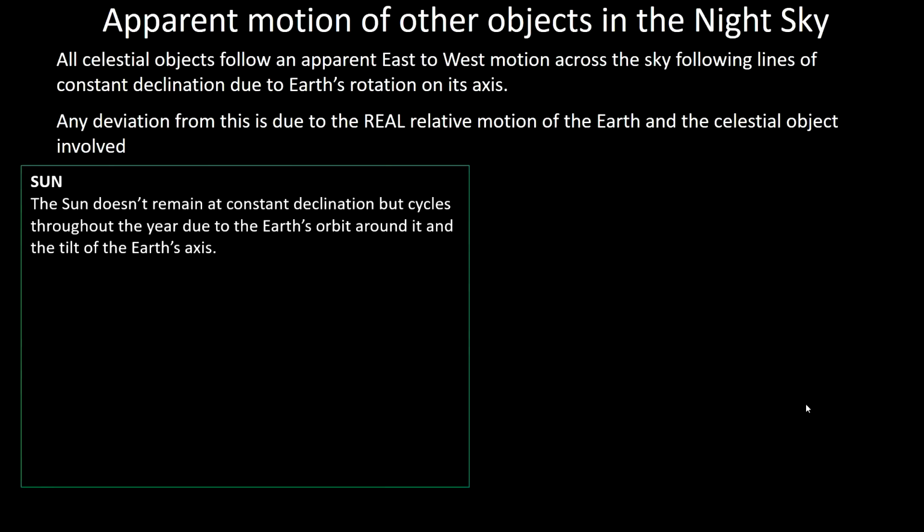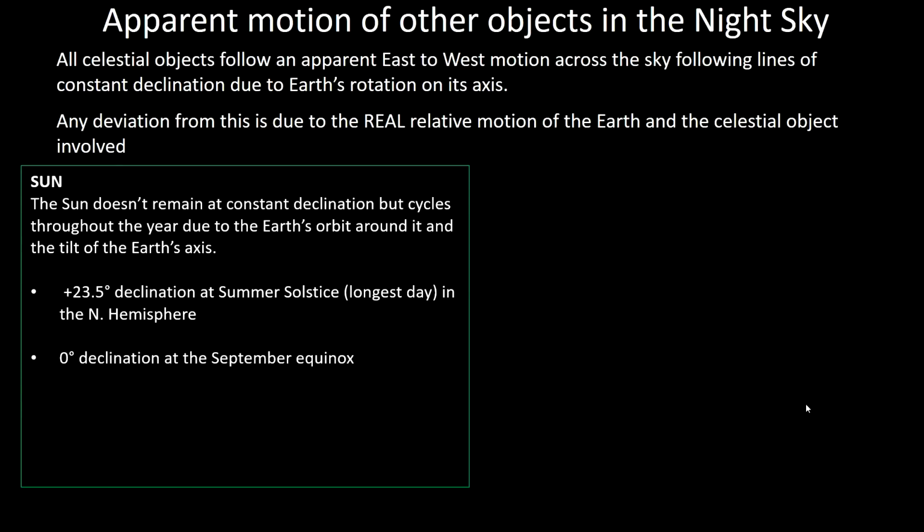The Sun, for example, we know that the Sun is low in the sky in the winter and high in the sky in the summer, and that's because of the Earth's tilt and the Earth's rotation around the Sun. So during the summer solstice in the northern hemisphere, the Sun is at plus 23.5 degrees declination, so it follows that declination line and therefore goes very high in the sky. September equinox, it's at 0 degrees declination, so it's lower. And then, of course, lowest of all in the winter, it's at minus 23.5 degrees.